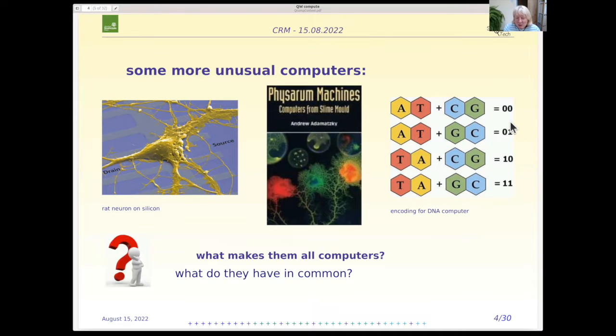So what makes them all computers? What is it they've got in common? It's not really useful to say that everything computes, because otherwise that's an empty statement. It doesn't make sense to say something is computing if you can't also say, and then that thing over there is not computing. Otherwise, as I say, there's no meaning in it. There's no use in the statement.